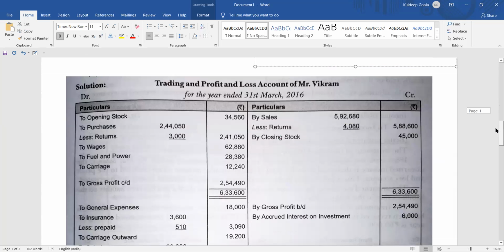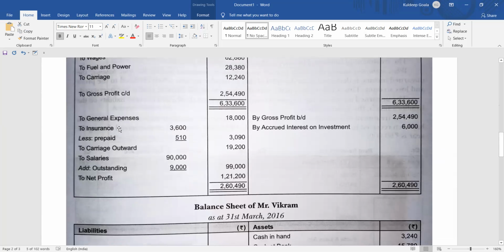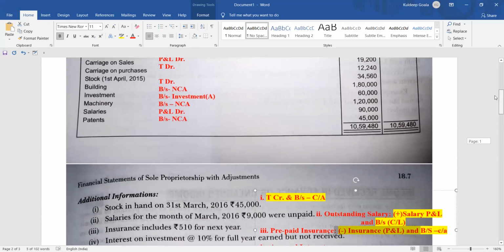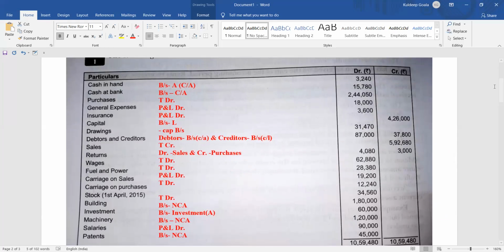First of all, you will write 'To insurance' in the inner column, 3,600, because there is an adjustment. Less prepaid, 510 rupees. Clear? So how much is the balance appearing? 3,090 rupees, right? So this 3,090 rupees is the insurance. Now let's see what is the next item after insurance.